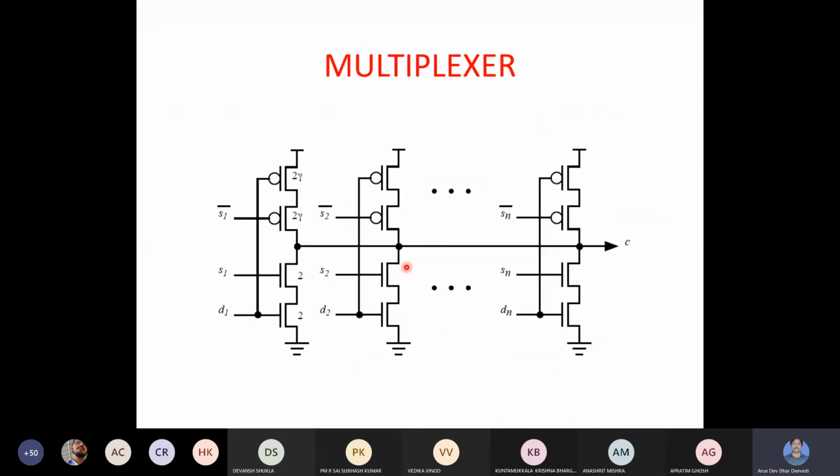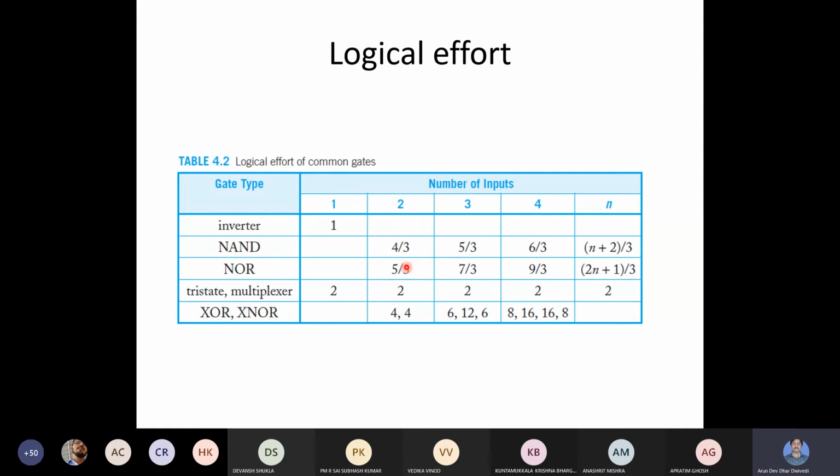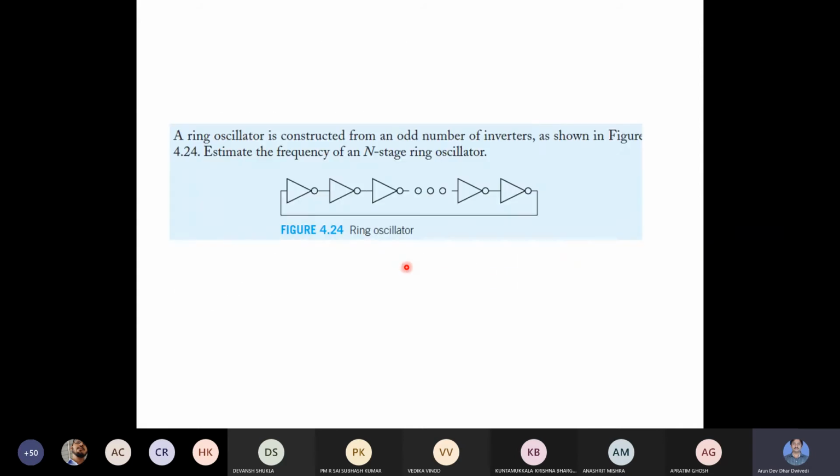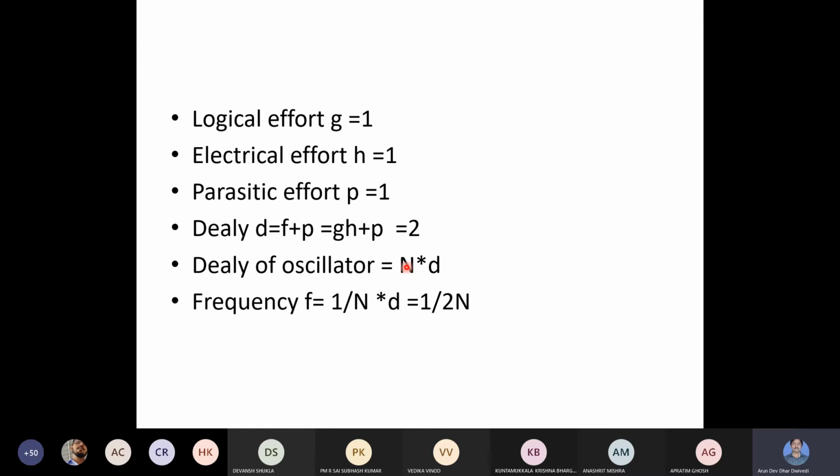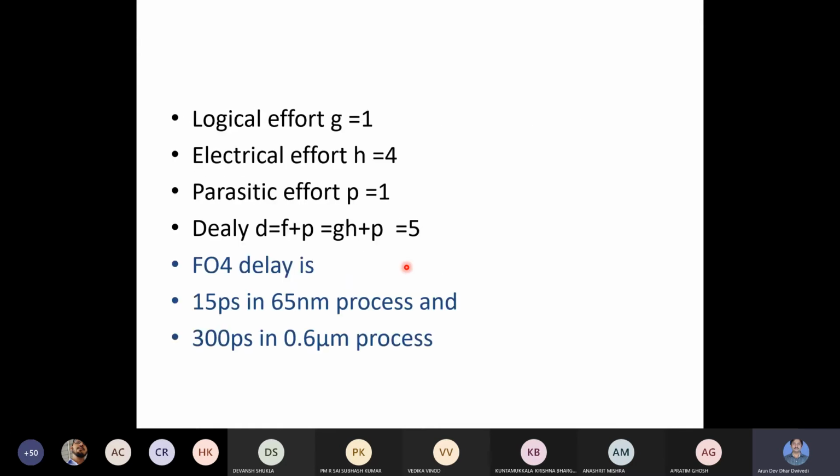Few examples are there. We will come to that later on. This summary of the table we have already discussed. This calculation also we have done.